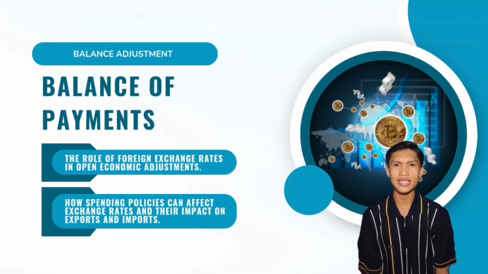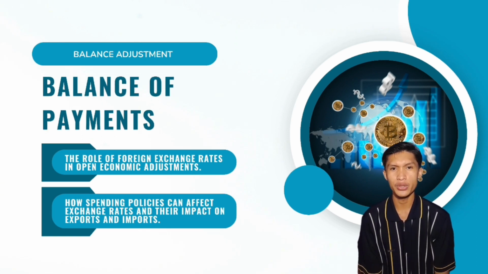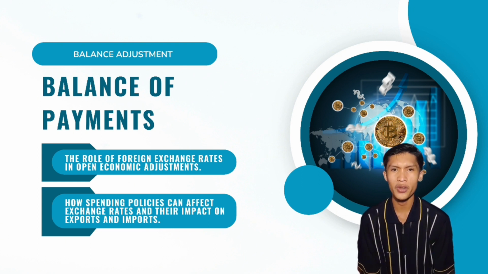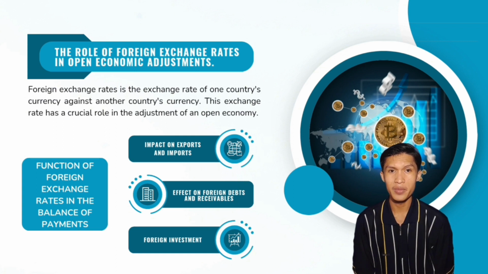So here I will explain about balance adjustment of the balance of payments, which is divided into two important explanation points. The first is the role of foreign exchange rates in open economic adjustment. The second is how spending policies can affect exchange rates and their impact on export and import. Let's start from the definition.